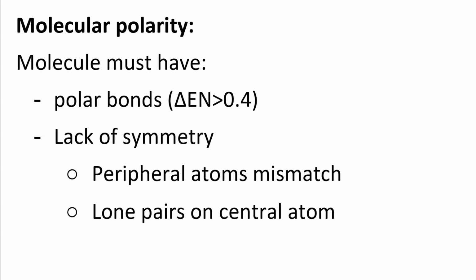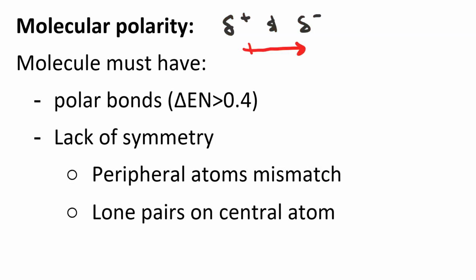Molecular polarity. This is when a molecule has regions of partial positive and partial negative charge, and these regions are separated from each other in such a way that the molecule essentially has a positive end and a negative end. That molecular polarity is expressed with an arrow like this that has a plus sign on the positive end, and the arrow points toward the negative end. This is called the dipole moment.